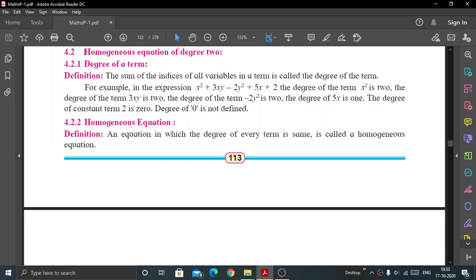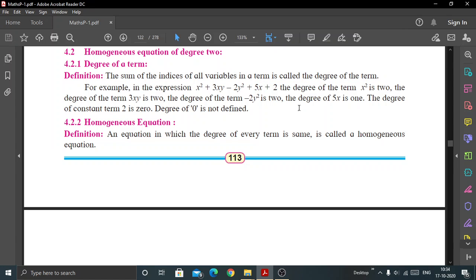Today we are going to discuss the homogeneous equation of degree 2, which is the next part of the video. Let us first study degree of a term. First, see what is the definition of degree of a term. The sum of indices of all variables in a term is called the degree of the term.